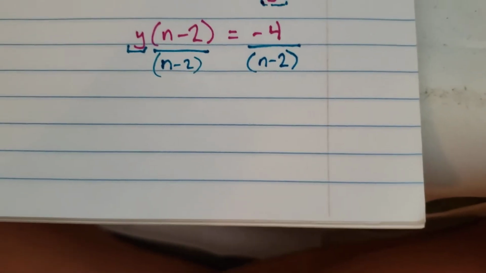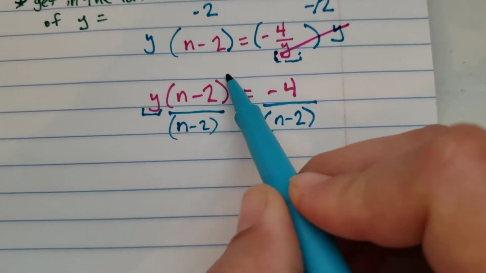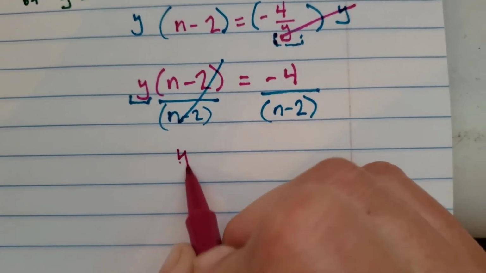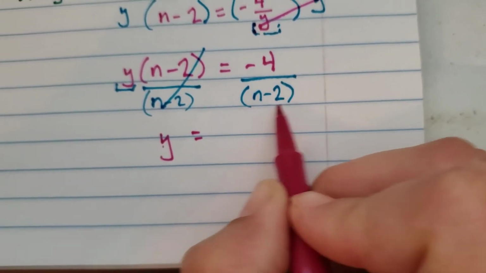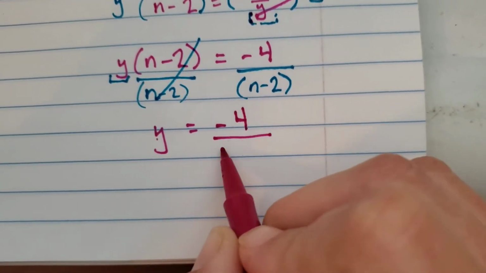Okay? So if I do that, again over here, they're going to cancel out. All that I've got left to bring down is y. And on this side, I'm going to leave it just like that. I still need these two grouped together. So I'm going to have -4 over n minus 2.